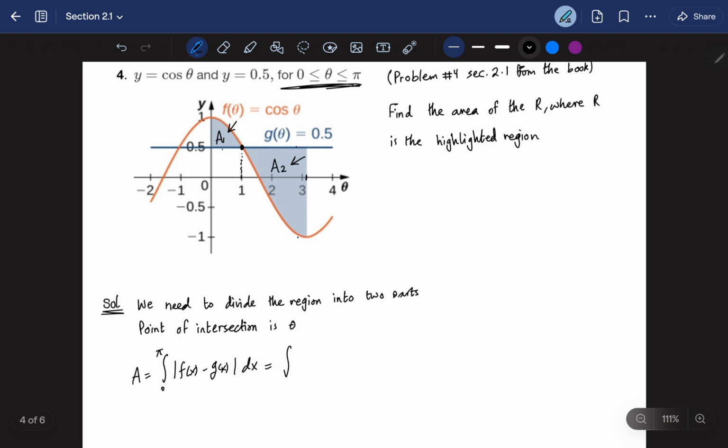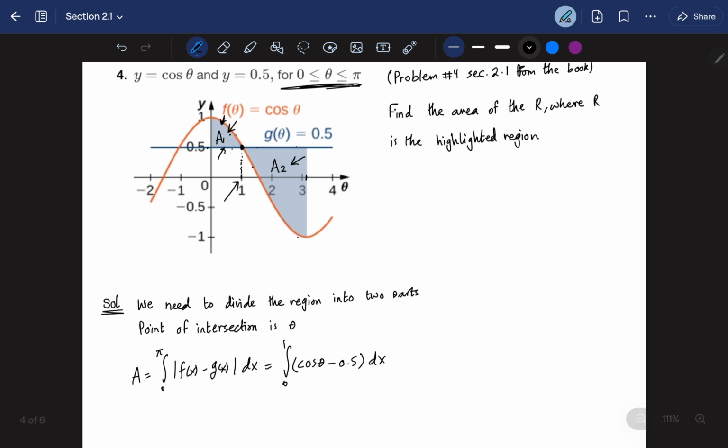Okay, so back again, I'm going to find the area by taking the absolute value. Then we're going to split the integral at point 1, because this is the point where the switch happened, where f was bigger than g, then here g became bigger than f. So I need to split it to do upper minus lower. Since I have the graph, you can easily say on this part from 0 to 1, my upper function is f, so that's cosine theta, minus my lower function is g, so that's just 0.5.